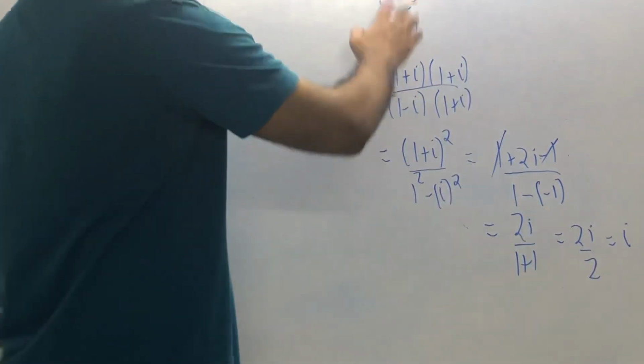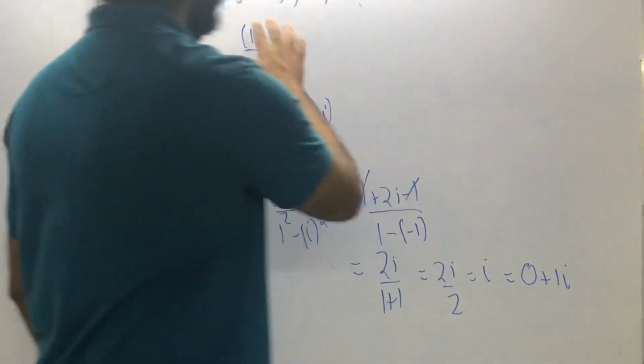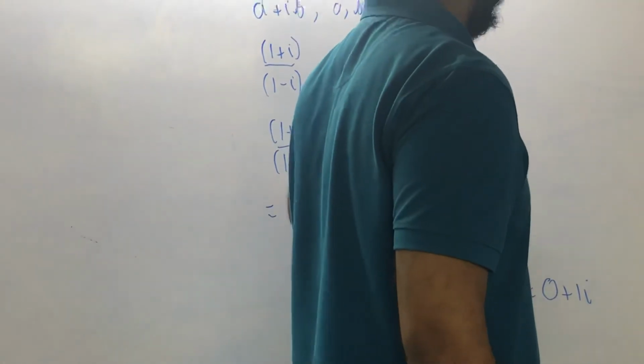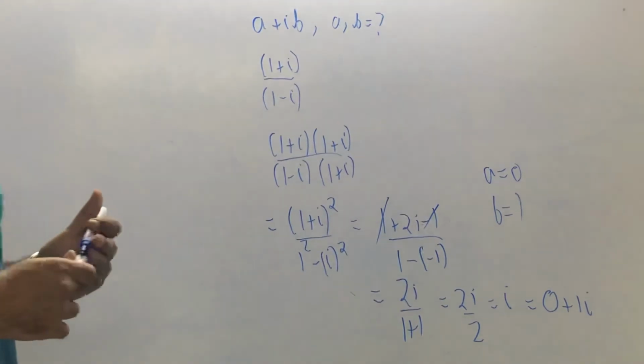Okay, so how will you write it in this form? You can write it like this: 0 plus 1 iota. This is just the same form. After writing in this form, what is the value of a? A is 0 and b is 1. Okay, this is how you will do this question.